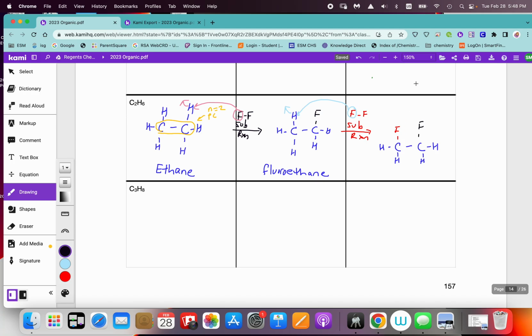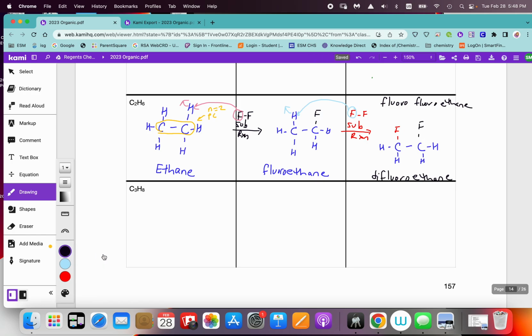So like the example that we did up here, it would be fluoro-fluoro-ethane. But because we have 2 fluorines of the same type, we can shorten the fluoro-fluoro down to difluoroethane. Okay, so now I'm going to continue on here.